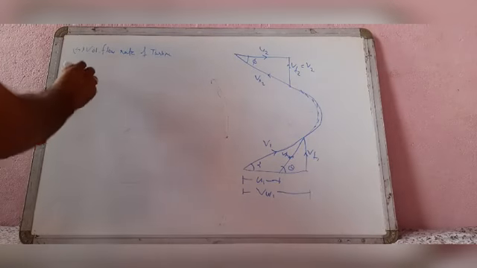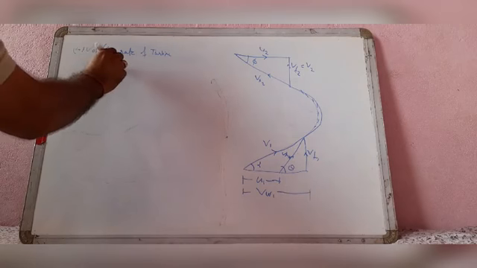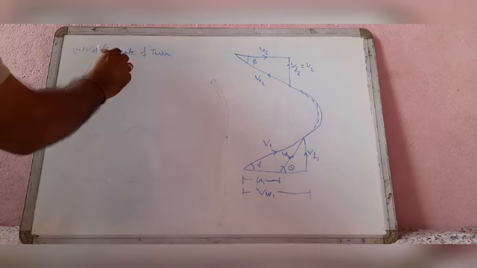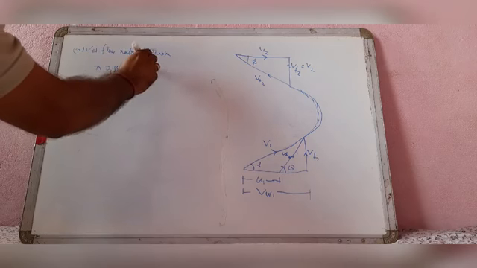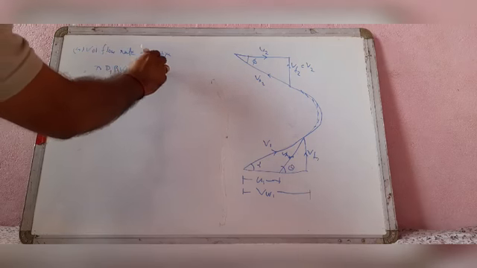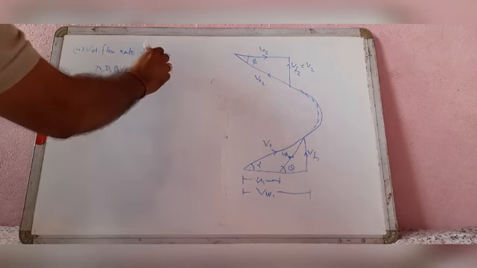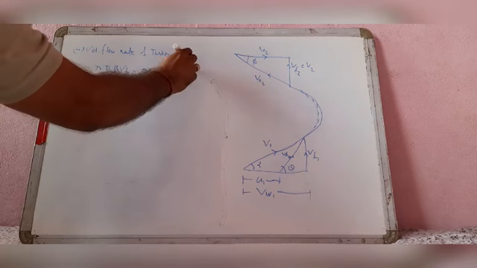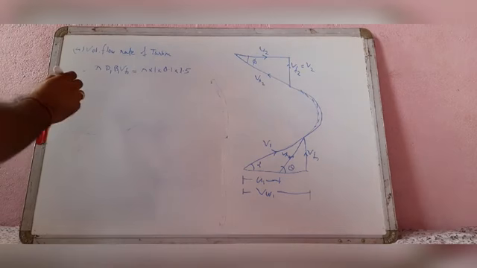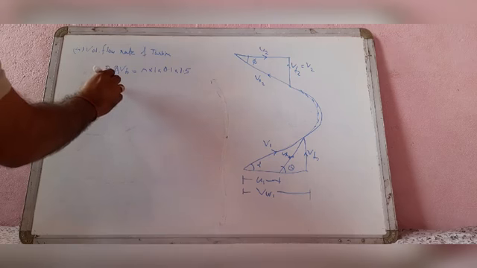Now we have to calculate the volume flow rate of the turbine. This is equal to pi D1 B1 Vf1. Putting the values here, pi into 1 into 0.1 into 1.5. So this comes to 0.4712 meter cube per second.